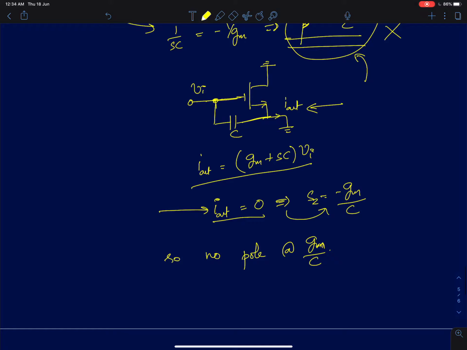So that's it about finding poles, and we have also discussed zeros in the previous lecture for simple MOS amplifier circuits using some very simple intuitive conditions. In the next lecture, I'll start with the discussion of single stage MOS amplifiers, the frequency response of single stage MOS amplifiers.